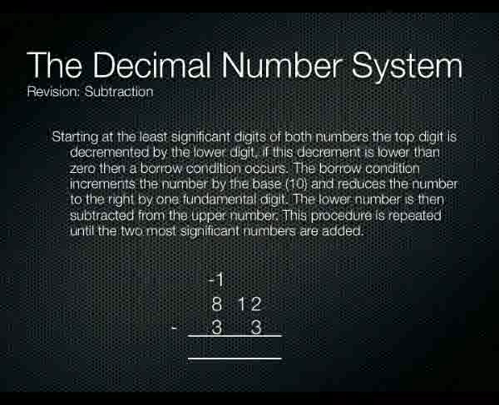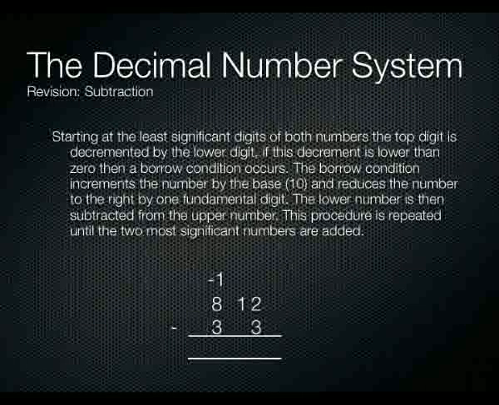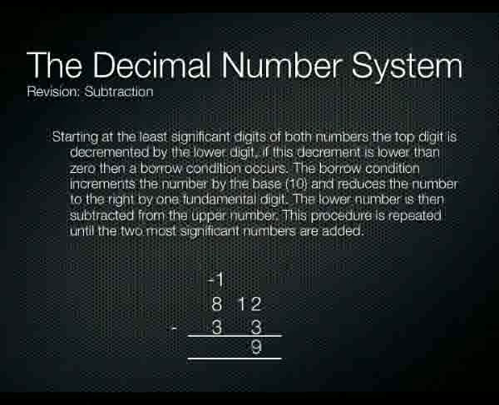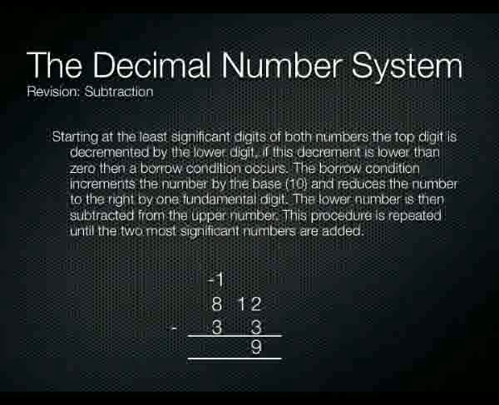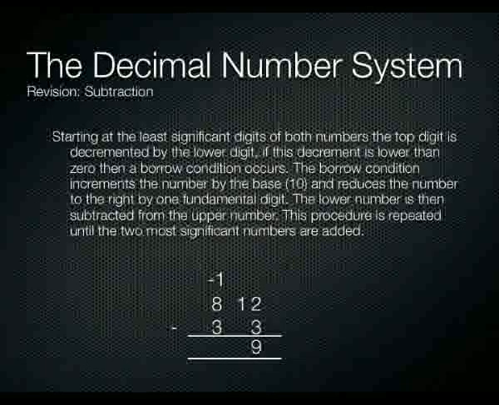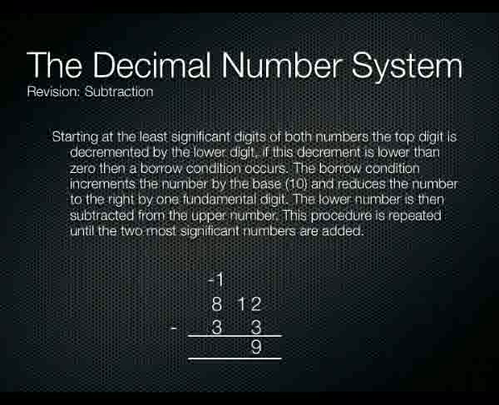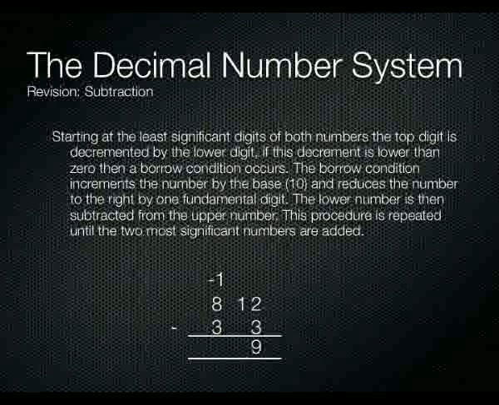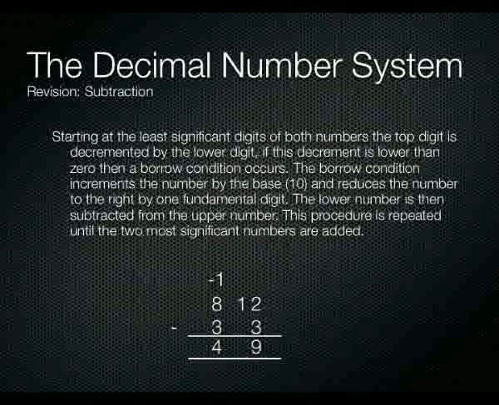So now that we've got our least significant column sorted out, we simply have 12. We take 3 from 12, which in this case gives us 9. And then we can simply deal with the next column. So this is going to be -1 from 8 is 7. And then we subtract 3 from 7, gives us 4. So that is the final answer, 49.